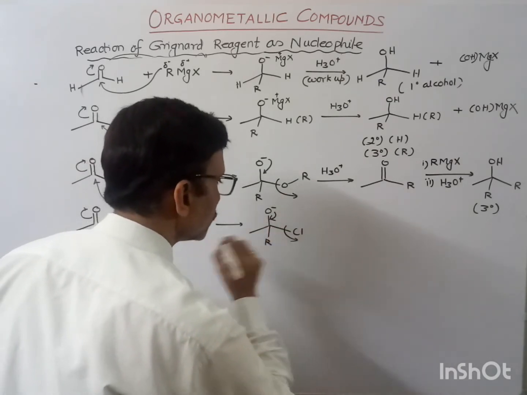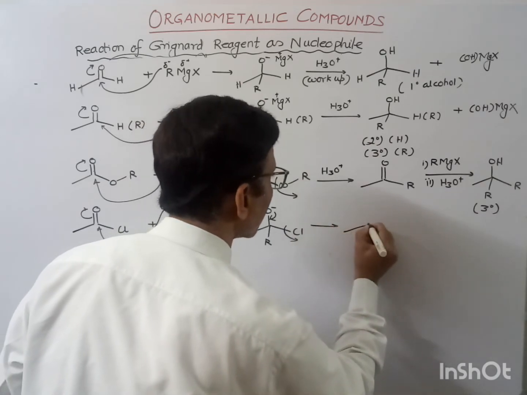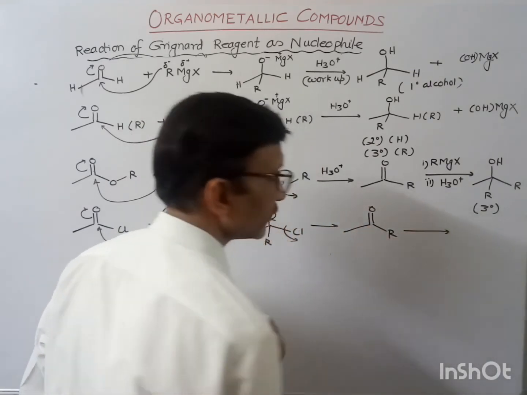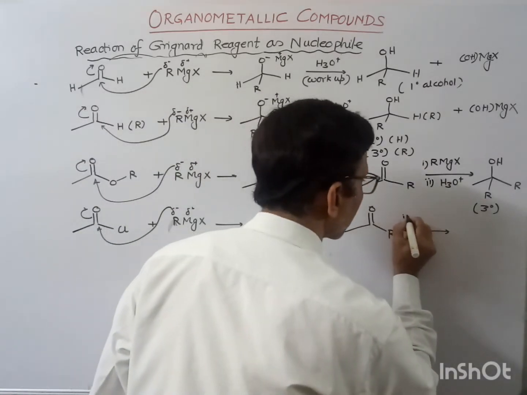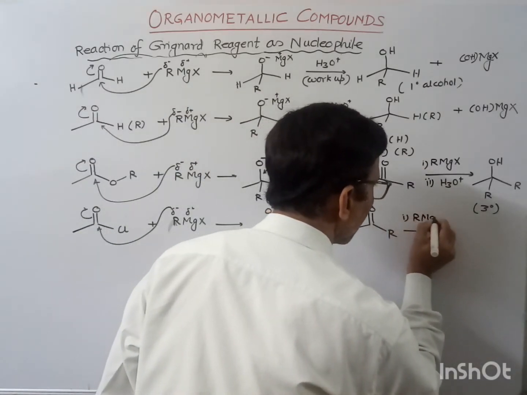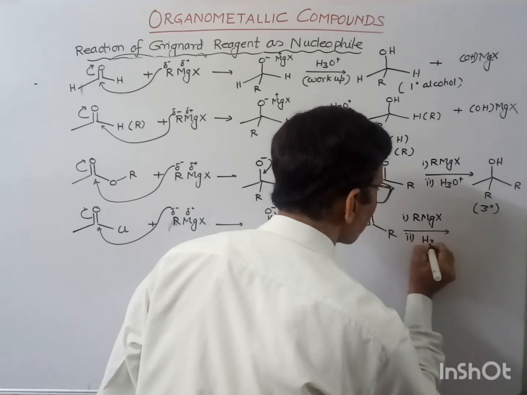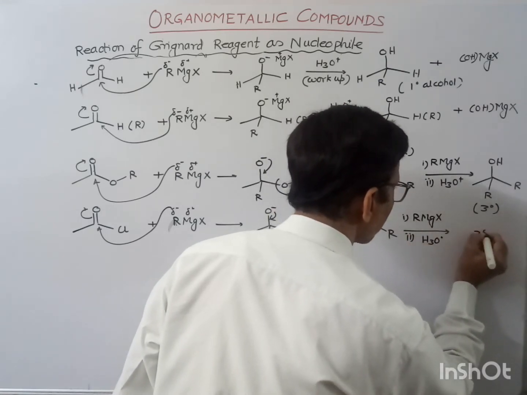Chlorine being a good leaving group, this will leave out in this step, and we are getting the ketone. And the ketone will again react with another molecule of Grignard reagent, and then after this acidic hydrolysis, this will give you the tertiary alcohol.